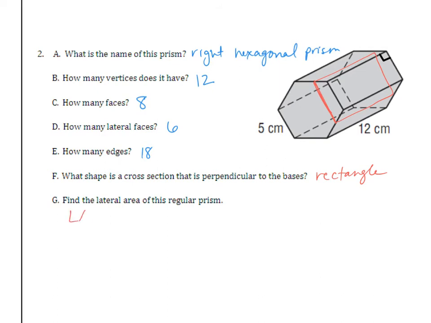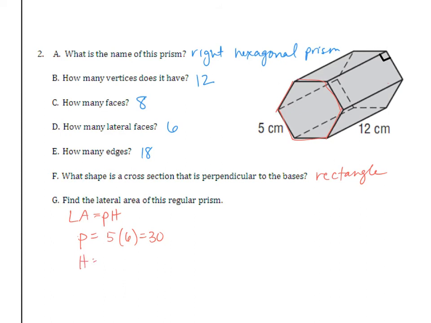Now, lateral area is perimeter of the base times the height of the object. Perimeter of the base, each of those sides is 5. I guess it is a regular hexagon. It doesn't really say that. So we would do 5 times 6. So the perimeter around this base is 5, 5, 5, 5, 5, 5. 6 of them, so that's 30.